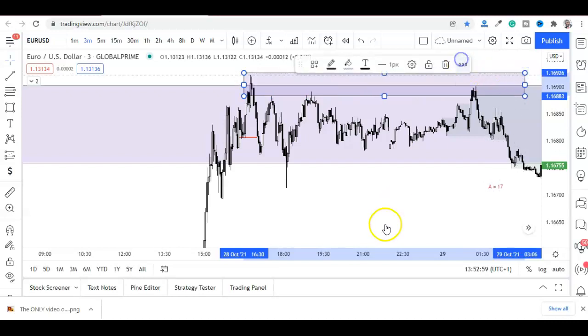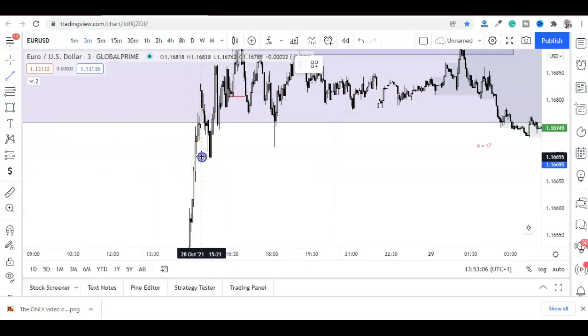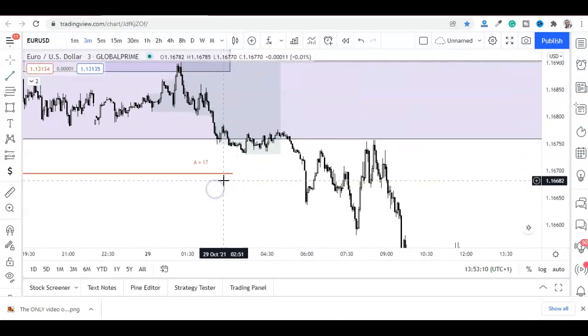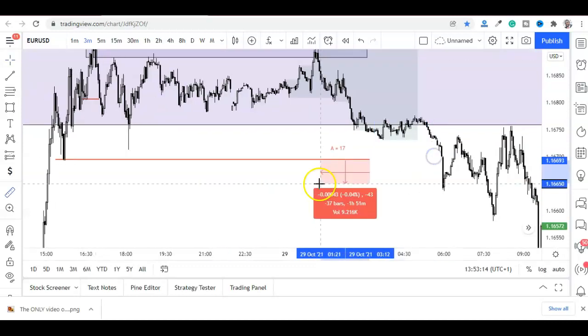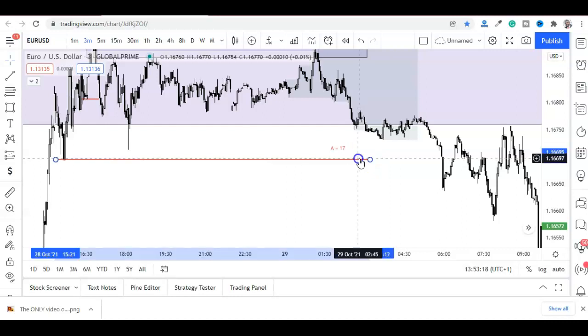Okay, then also take note of the origin as well. This is done if you want to re-enter the trade. Maybe you want to add up to your position, also take note of that.